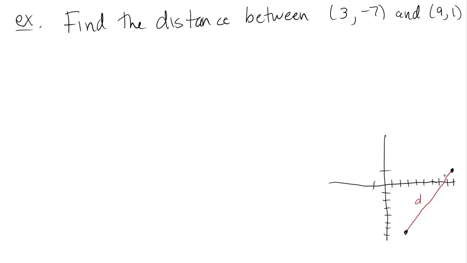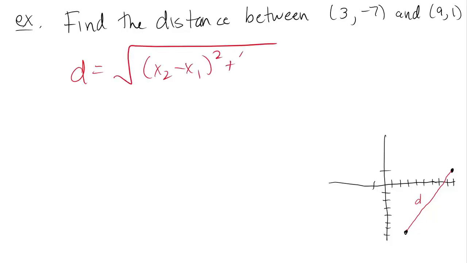We're looking for this distance. And the distance formula is the square root of the difference in the x-coordinate squared plus the difference in the y-coordinate squared.